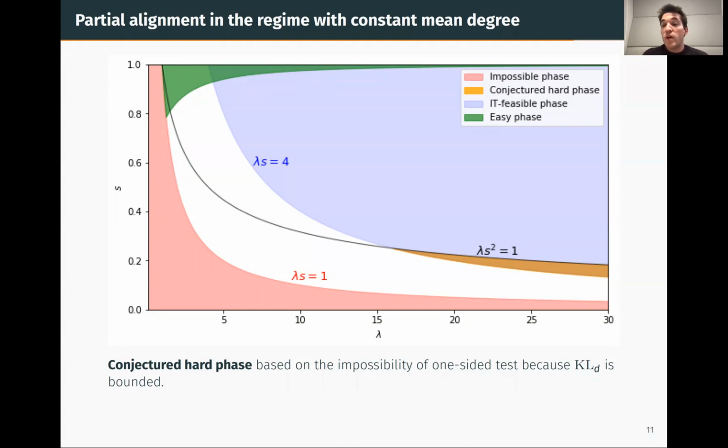So we have this conjectured hard phase that interestingly intersects this feasibility regime here. Lambda s can be greater than 4, but lambda s squared can be less than 1 at the same time, right? And in this particular range here, we think this hard phase may be thicker, but still, in this regime, we conjecture that the problem may not be feasible through local algorithms.